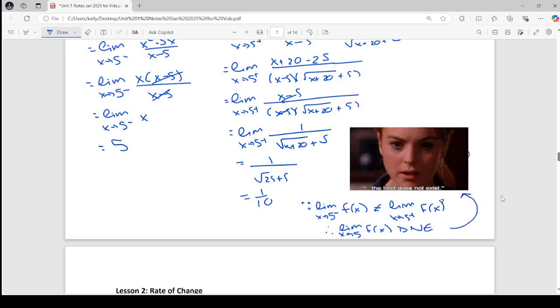Thank you, Katie, aka Lindsay Lohan. This limit does not exist.